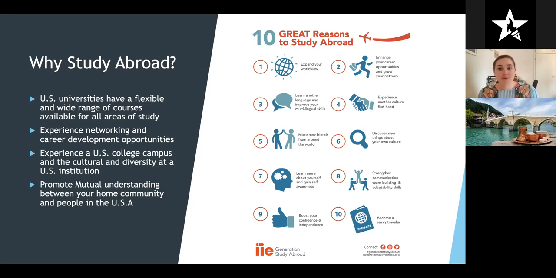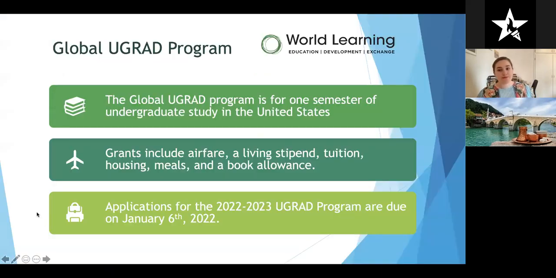And then perhaps most importantly, for all of our study abroad programs, you have the opportunity to help create links and to help create mutual understanding between people here in your home country, your home community, and people in the United States, which is a good thing for all of us. So I hope that you think a little bit more about those things and are interested in applying to the Global Ugrad program. So if you don't know exactly what the program is, it is one semester of study at the undergraduate level in the United States.